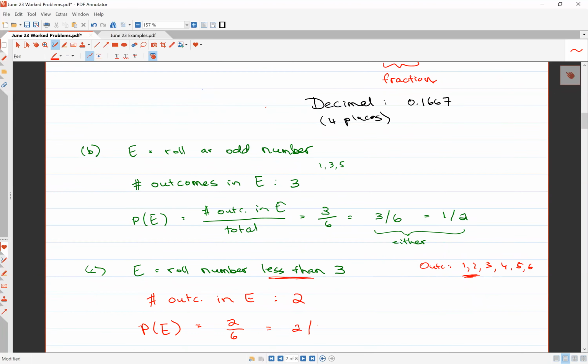So you could write that as 2/6, or you could write it as 1/3 if you're representing it as a fraction. Both of those would be acceptable.